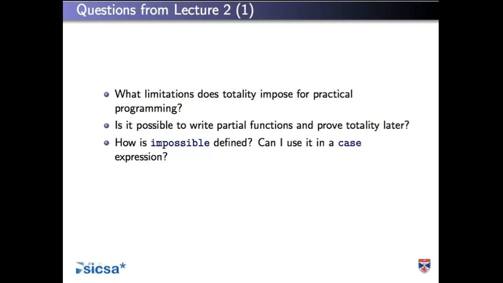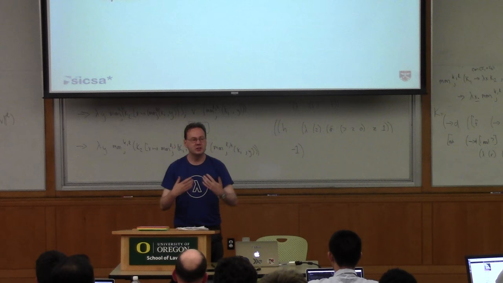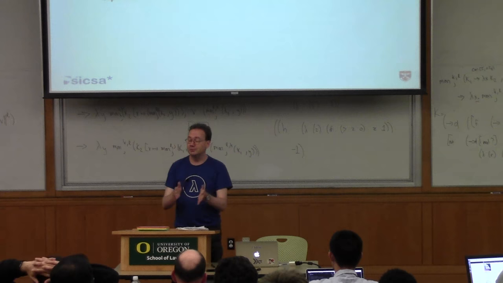How is impossible defined? So we saw this idea of showing that something can't happen, showing that something returns an element of the empty type by explicitly saying that a case is impossible. So how is it defined? And someone asked, is it a type? Well, it's not a type, it's a bit of syntax.